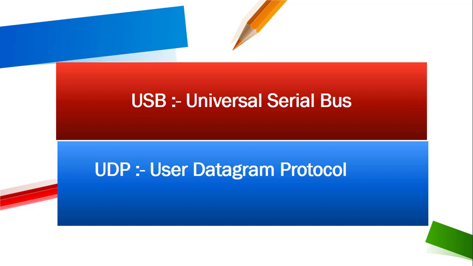USB stands for Universal Serial Bus. And UDP stands for User Datagram Protocol. This protocol basically facilitates the exchange of messages between computing devices in a network. So whatever messages you send between different computers or devices in the network, this is because of the User Datagram Protocol that facilitates the exchange of messages.